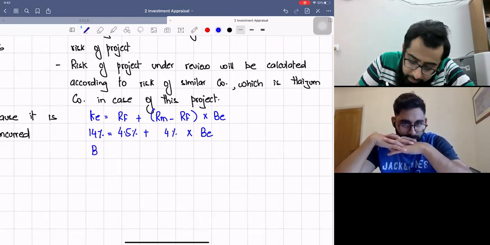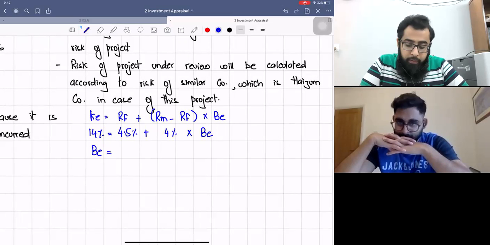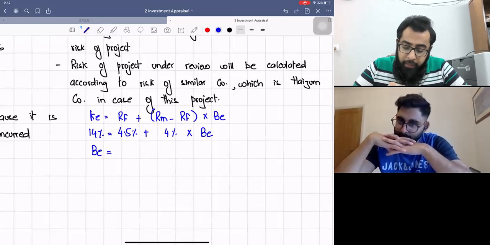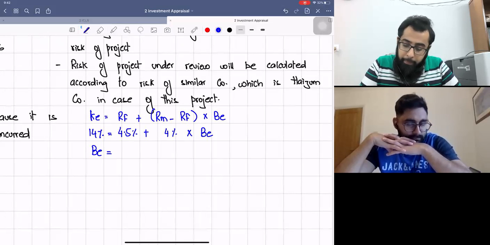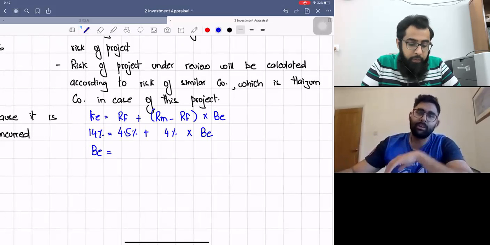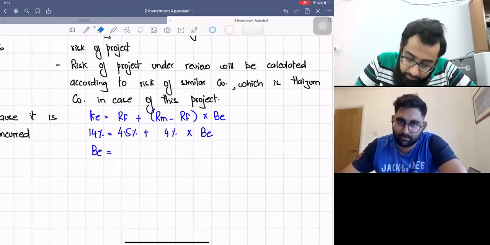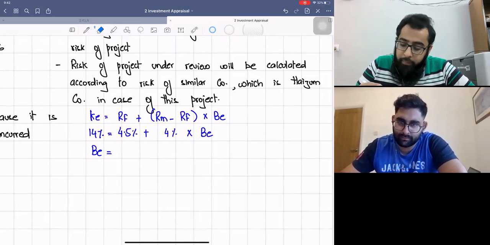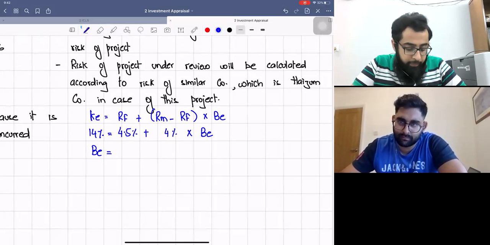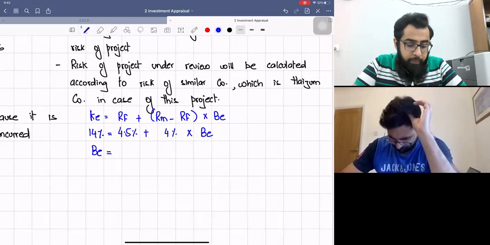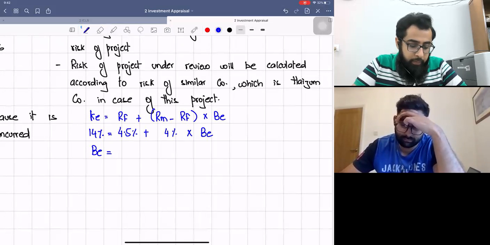So through this, I can get the beta equity. 4.5 plus 4, so 8.5% multiplied by beta equity. So 14% divided by 8.5%. 14% divided by 14 minus 4.5. Okay, I did something wrong, I think.